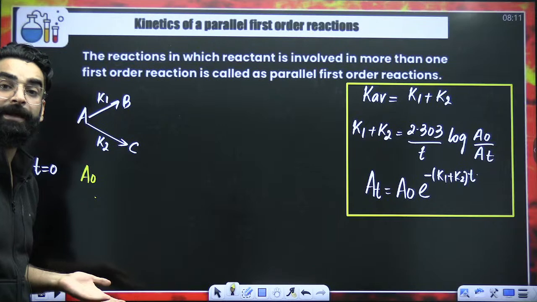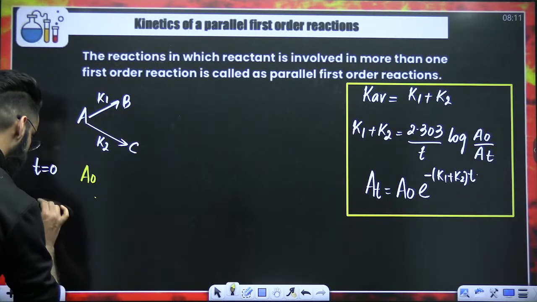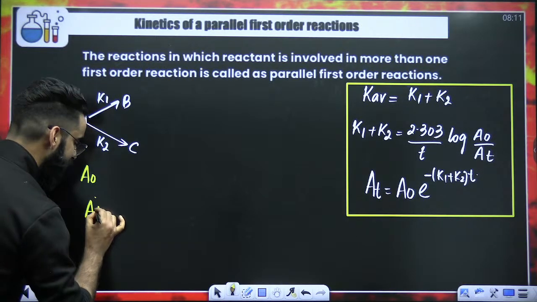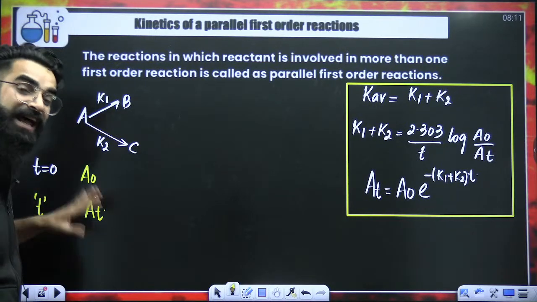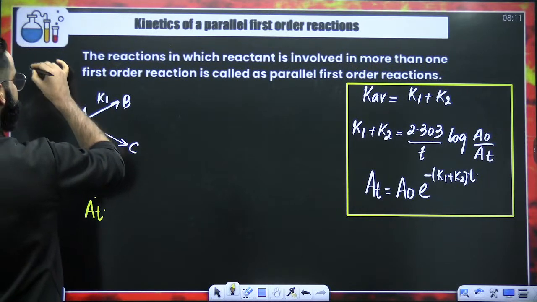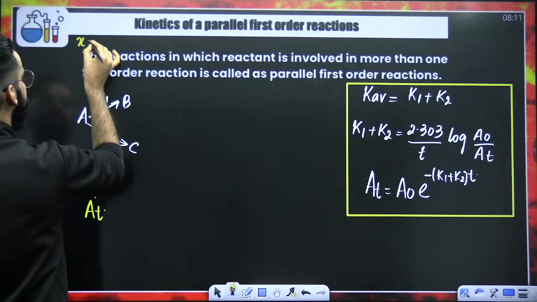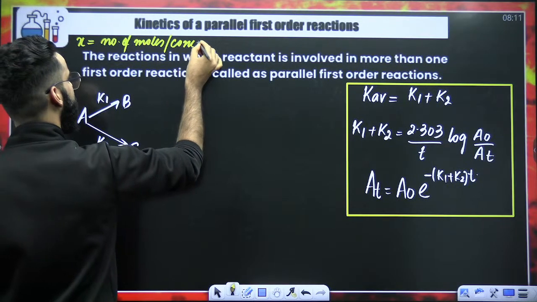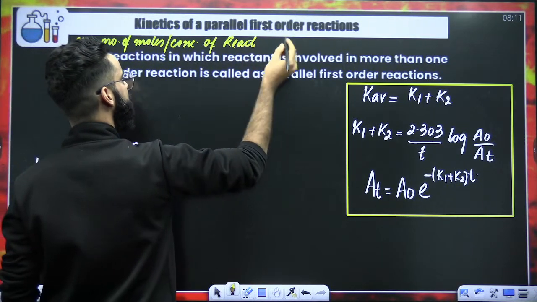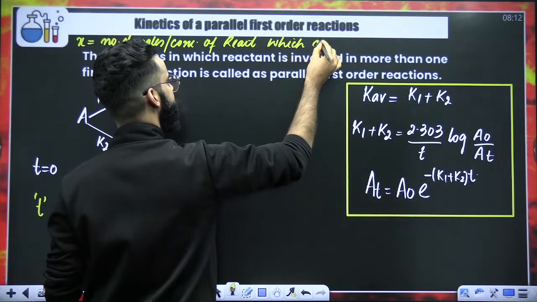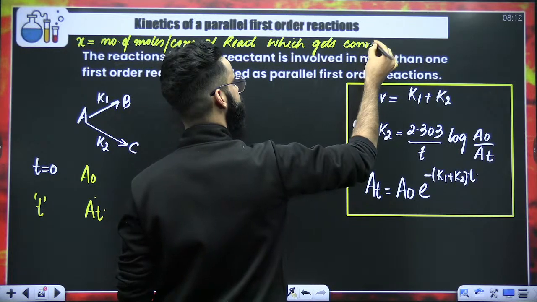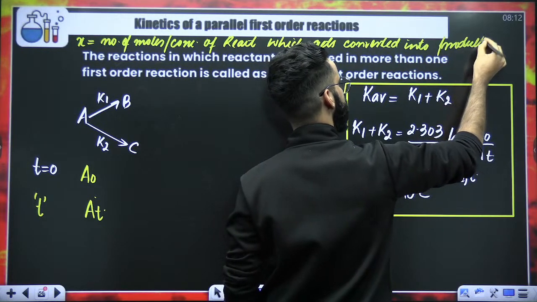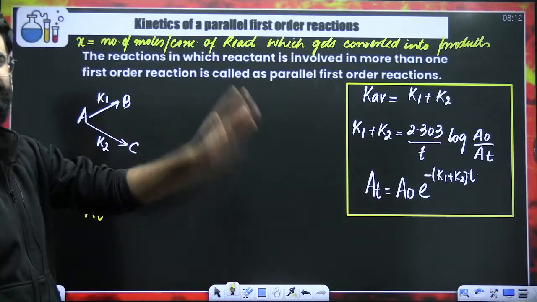Now, my dear students, what will happen with time? With time, the moles of reactant will keep on decreasing. Let's say at time t, the moles of reactant left are A t. A t represents the moles of reactant left at time t. And let me define a term x here. Let's say x represents the number of moles or concentration of reactant which gets converted into products.